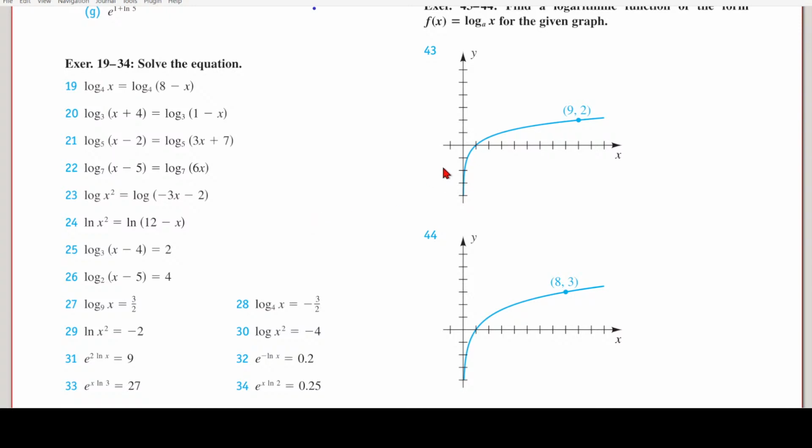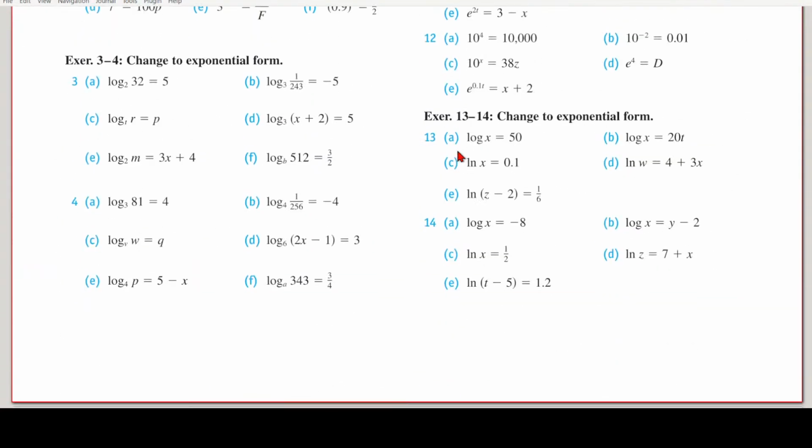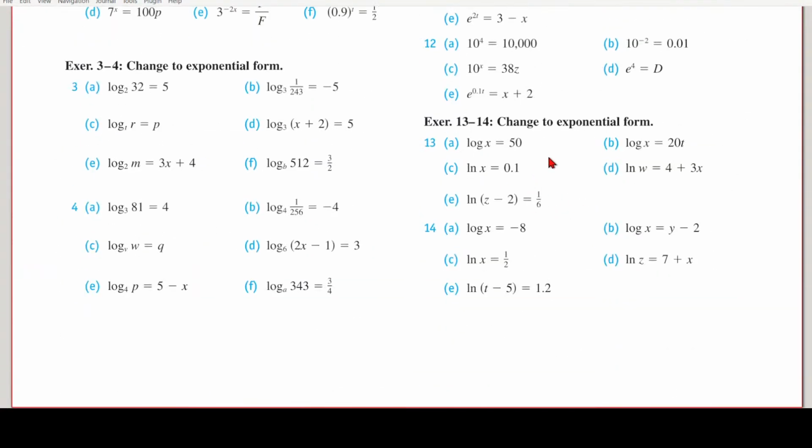Sir, I'm not getting this, sir. Which one? 13? 13d. Okay. ln w is 4 plus 3x, right? That means simple, no? E power 4 plus 3x equals w. We are changing to exponential form. E power of the entire thing is equal to w. For example, 10 power 50 is equal to x, right? I got it, sir. This one is 10 power 20t is equal to x. What is this one? Okay, 13, so you tell me.